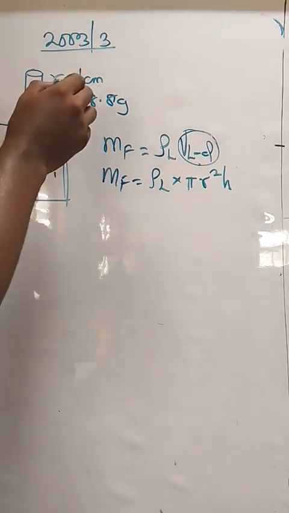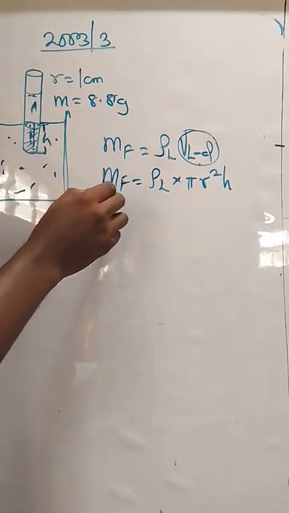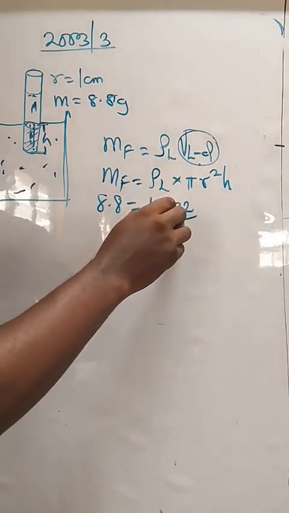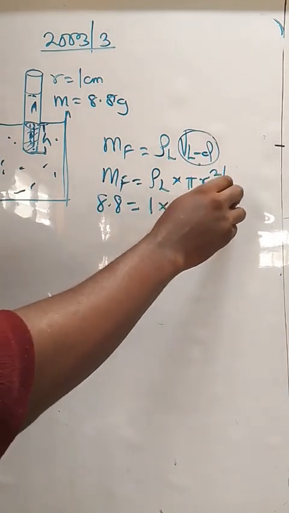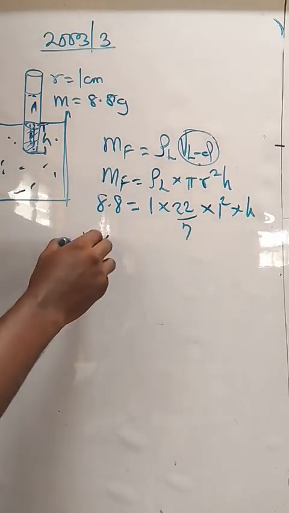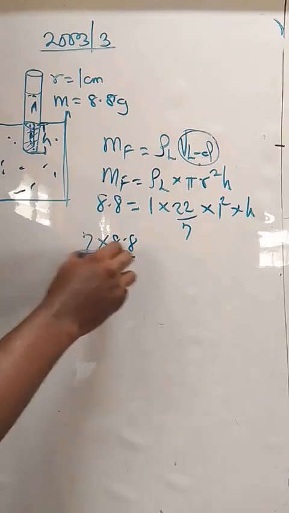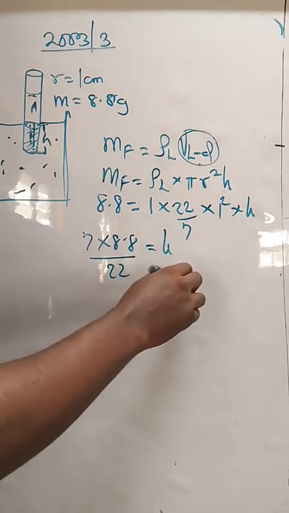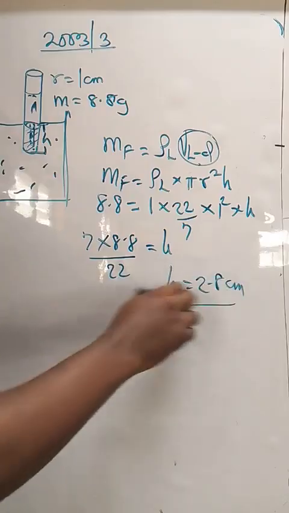So the mass of the test tube is 8.8. Density of water is 1. 22 over 7, radius is 1 squared times h. So from here, bring the 7 here: 7 times 8.8 over 22 equals h. So h here equals 2.8 centimeters.